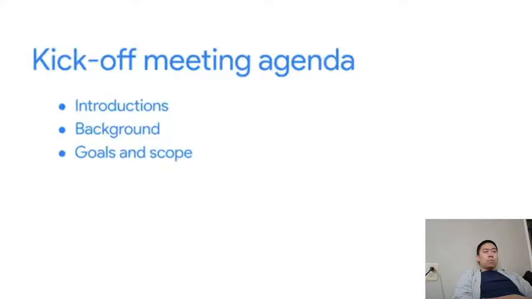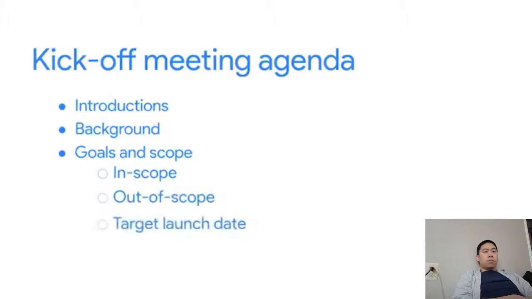Next, spend about 5 minutes sharing the goals and the scope, which refers to the boundaries around a project. That includes making it clear what work is considered in scope and what work is considered out of scope. This is also a good place to share the target launch date and highlight any important milestones the team need to be aware of. Once you've covered goals and scope, it's time to discuss everyone's roles.